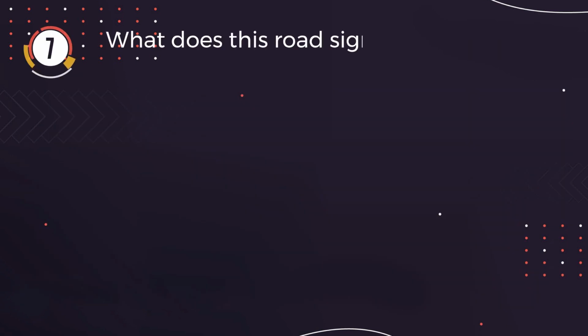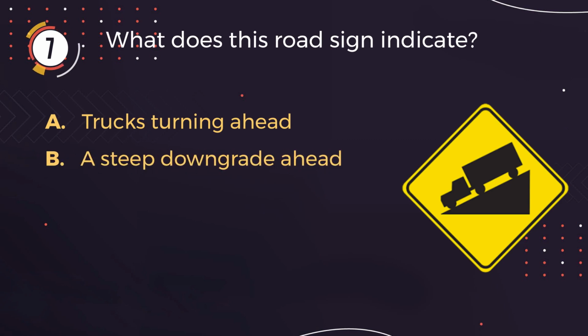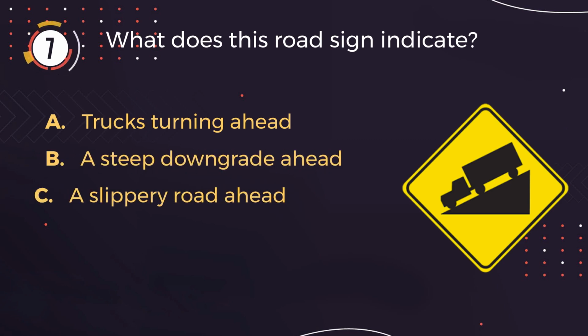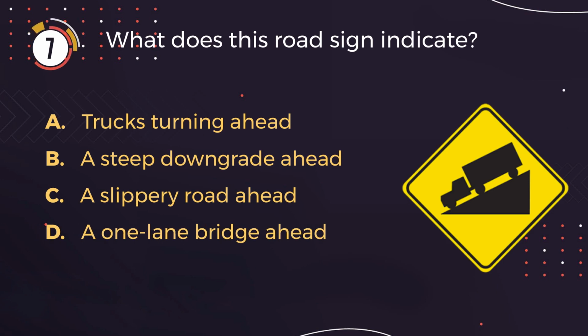Number 7. What does this road sign indicate? A. Trucks turning ahead. B. A steep downgrade ahead. C. A slippery road ahead. D. A one-lane bridge ahead.